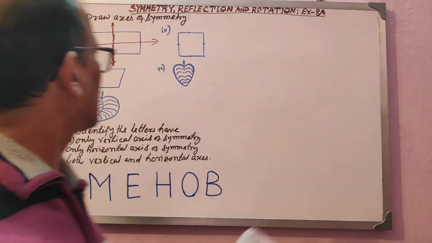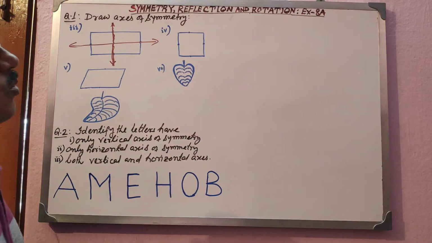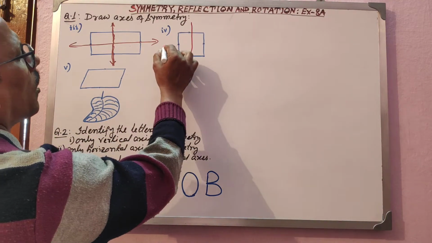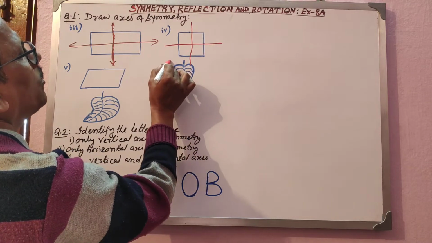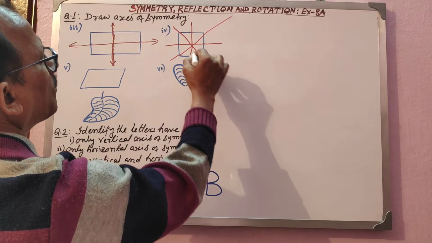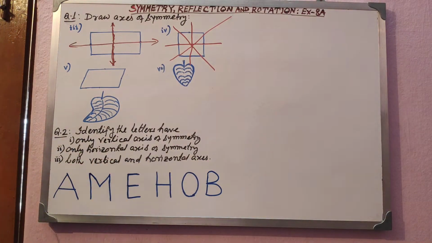Similarly, I have taken this one, a square. You see, in a square, the midpoints are already given to you, one vertically and one horizontally, but diagonally also a square will have axes of symmetry, isn't it? So a square will have 4 axes of symmetry, that you all know.